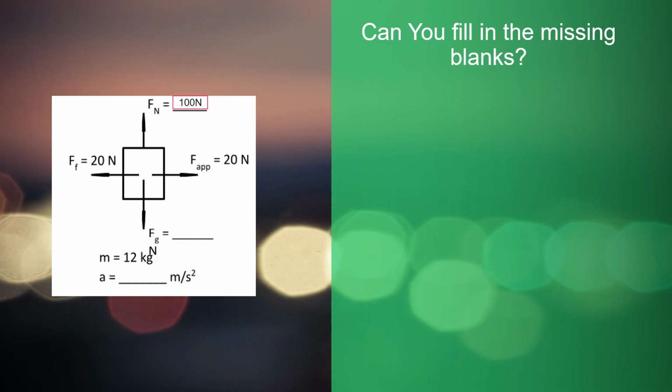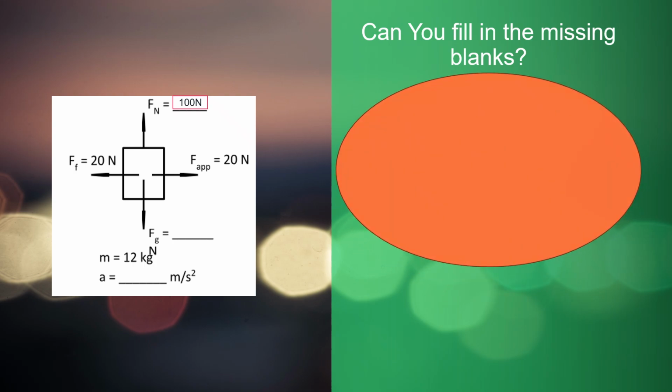We have an object that is being pushed and pulled at the same rate, or the force forward is equal to the force backwards, which is 20 minus 20, that gives you 0. And also, we have a normal force of 100 newtons upwards, but we don't know what the force downwards is. But we have the mass.